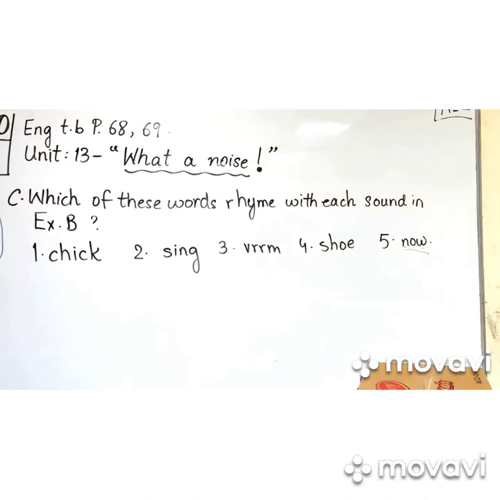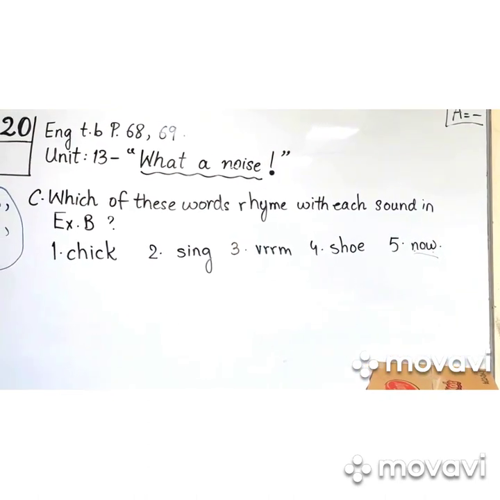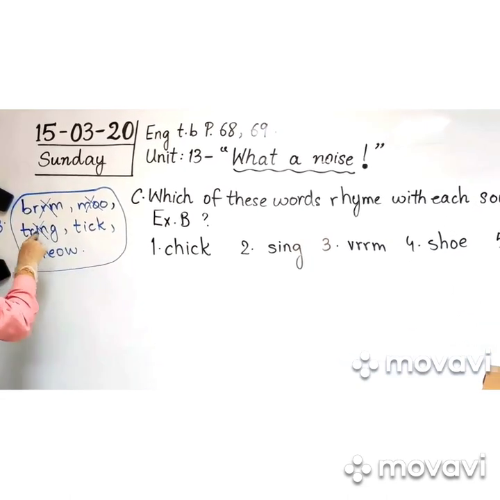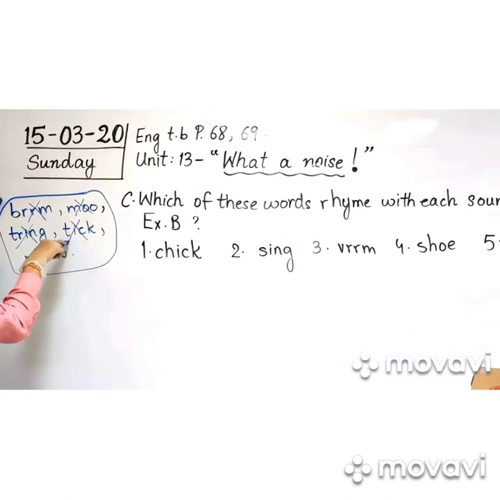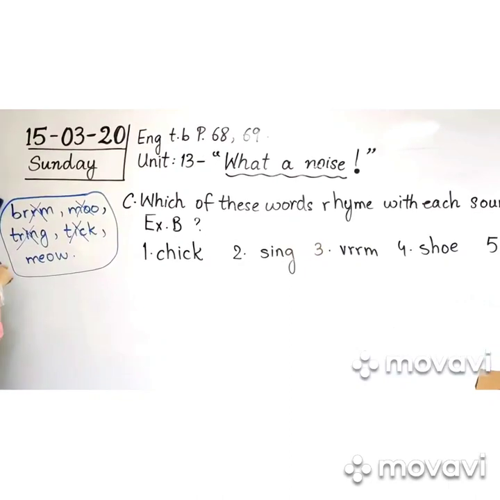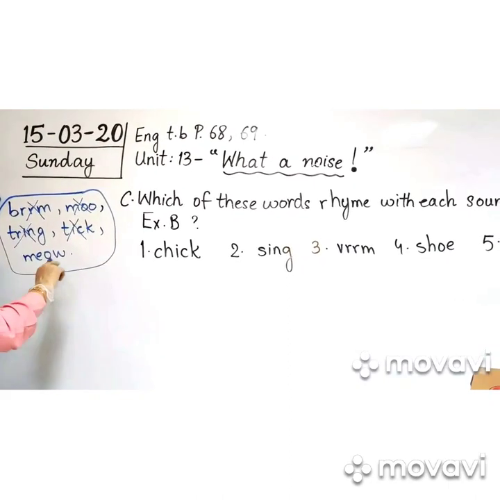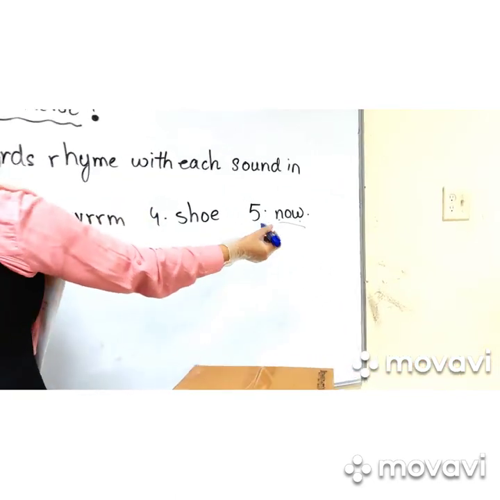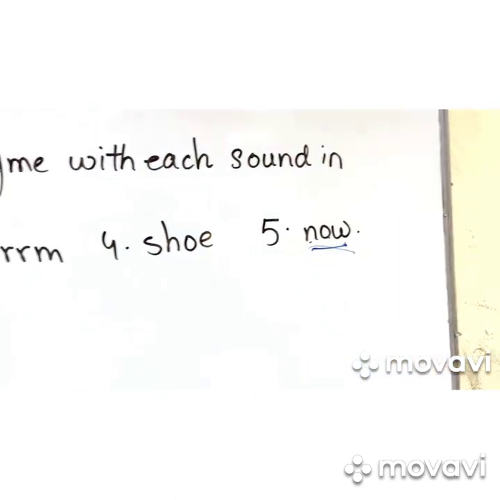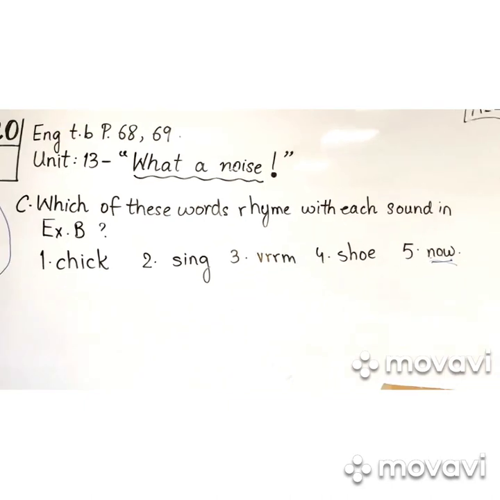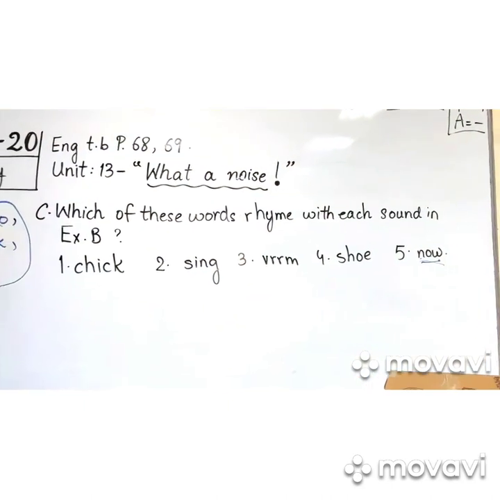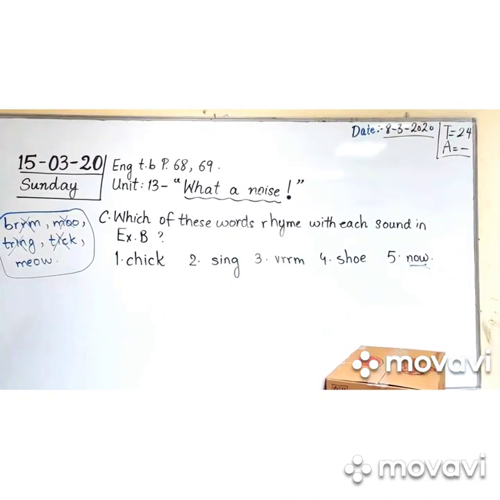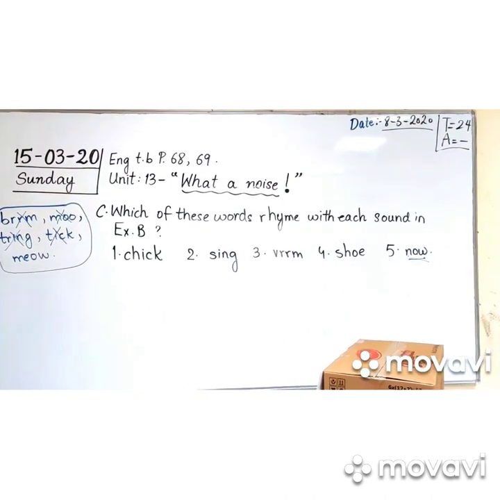Word from exercise B. We already finished this. We finished moo. We finished drink. We finished tick. Which one is left? Meow. It rhymes with now. Very good. Now students, we will move on to our next exercise. And let me tell you something. It's singing time. Are you ready?